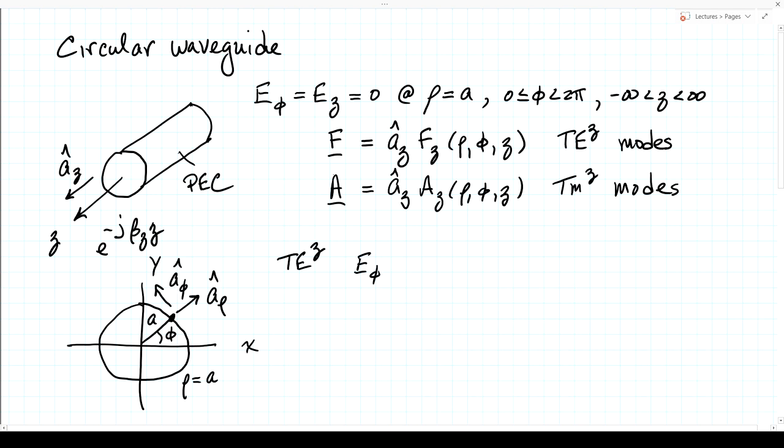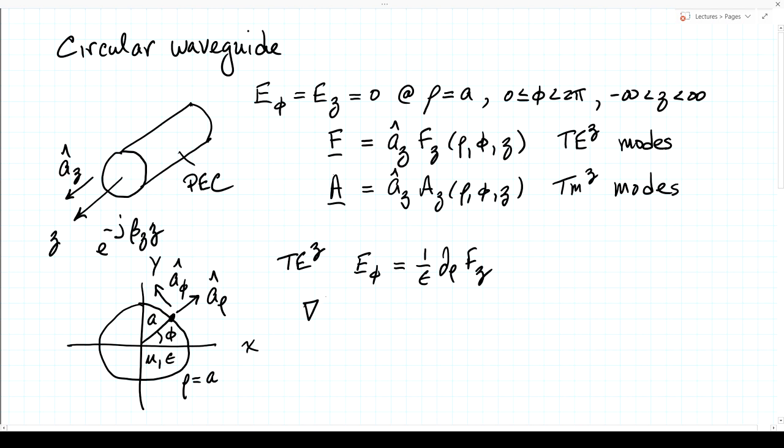E phi, we derived this in a previous lecture, is 1 over epsilon times the rho derivative of F z. Now, let's assume that our waveguide, which is bounded by a perfect electrical conductor, has in the interior permeability mu and permittivity epsilon. And we'll just leave those as general parameters for now. All right, so this is what our boundary condition boils down to for the TEz case.